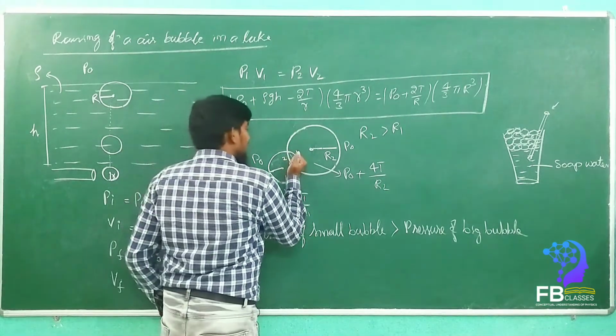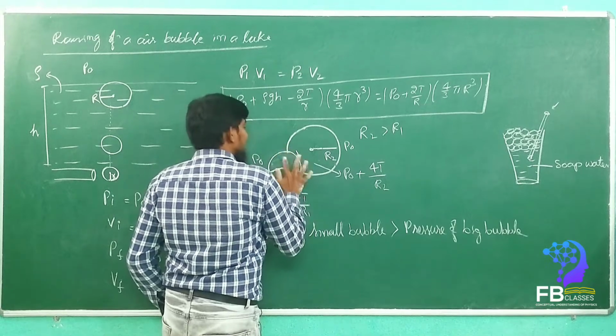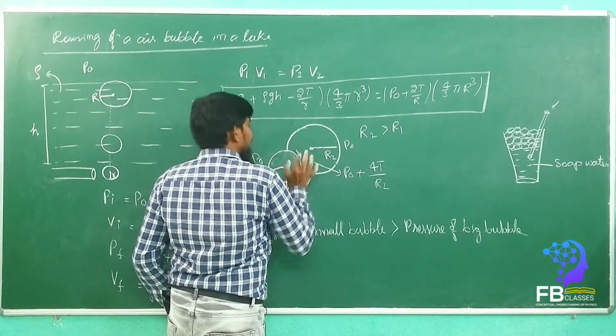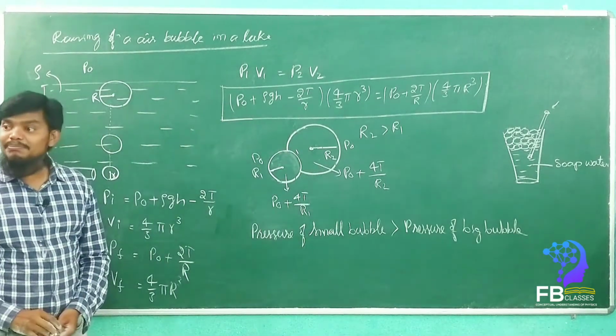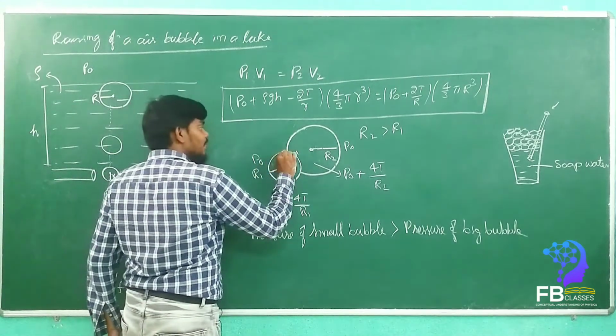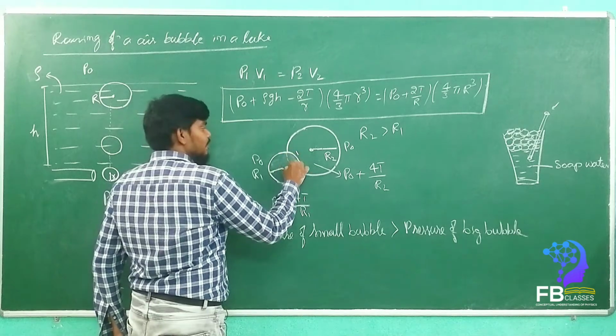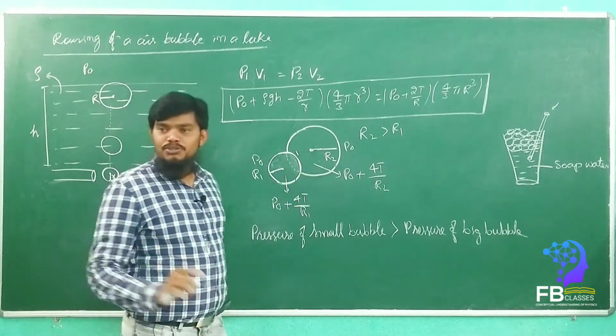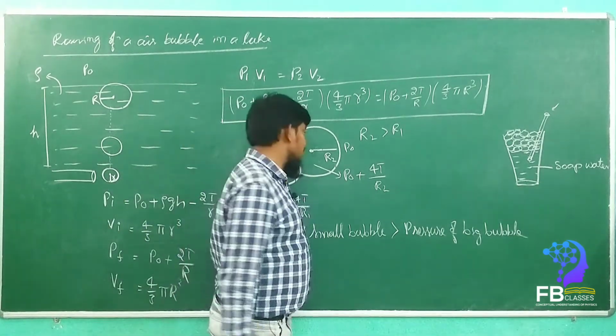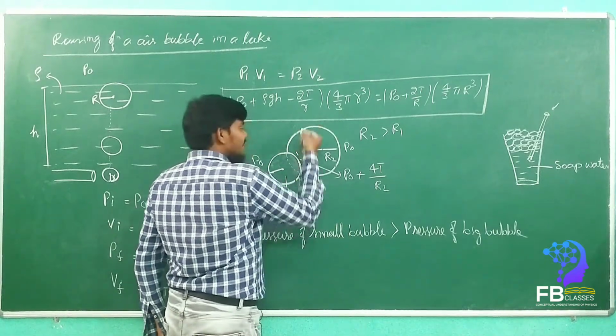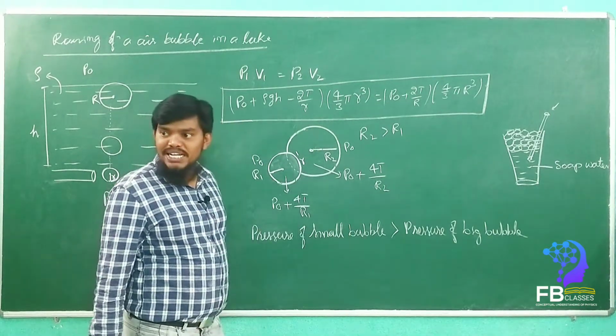The final figure will come like this. See here, this is the final diagram. This layer is formed because it has more pressure compared to this layer. Are you getting my point? First question done. The second question is, what is the radius of curvature of this boundary line?